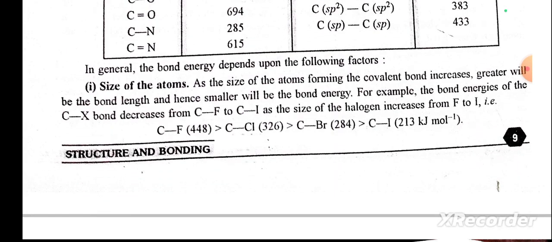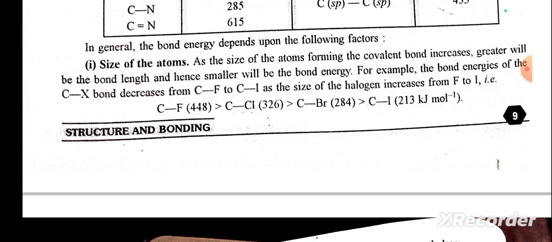In general, the bond dissociation energy depends upon several factors. First, the size of the atom: as the size of the atom forming the covalent bond increases, the greater will be the bond length and hence the smaller will be the bond energy. For example, the bond energy of the carbon halogen bond decreases from C-F to C-I as the size of the halogen increases from F to I.